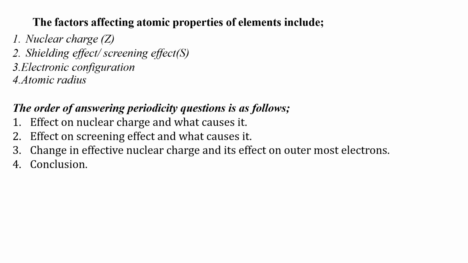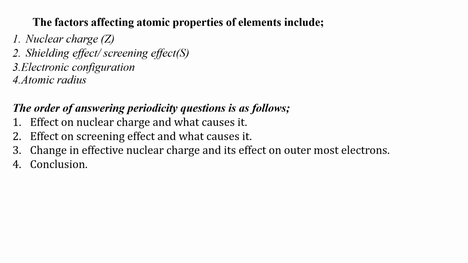Now, effective nuclear charge exerts its effect only on the outermost electrons. If effective nuclear charge is higher, we expect the outermost electrons to be more strongly attracted to the nucleus. And if effective nuclear charge is low or decreases, we expect the outermost electrons to be less attracted towards the nucleus of the atom.